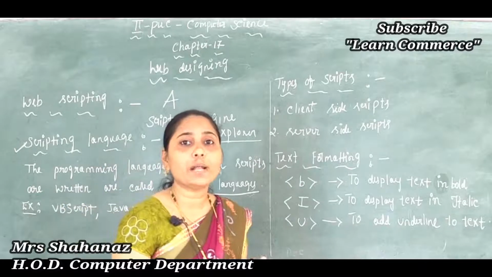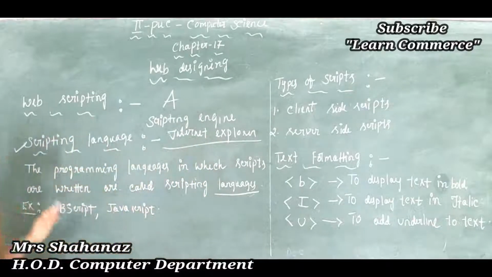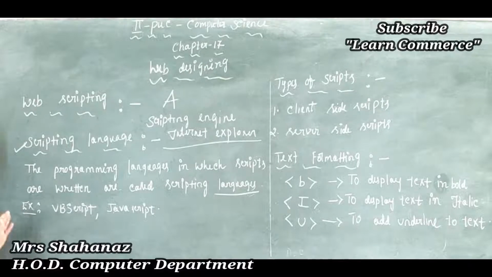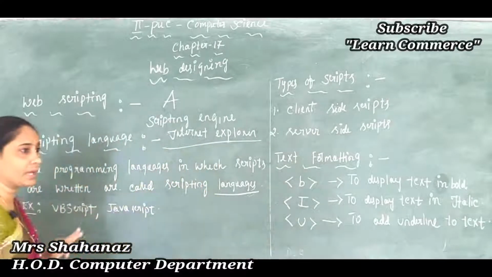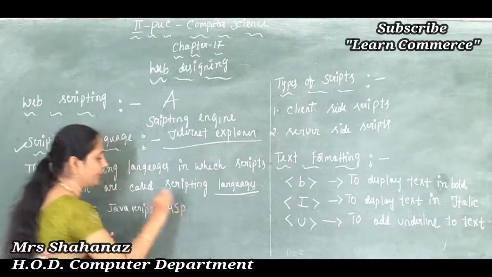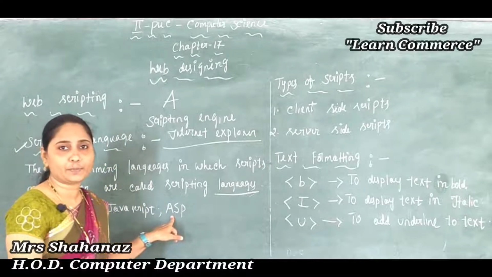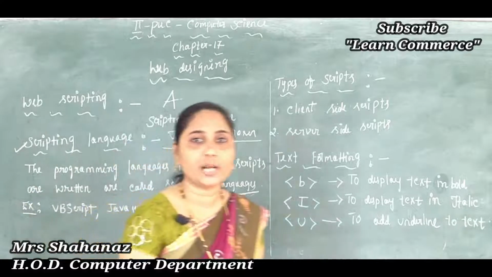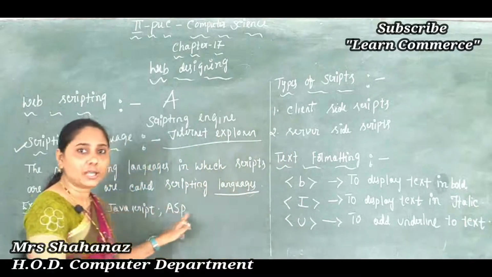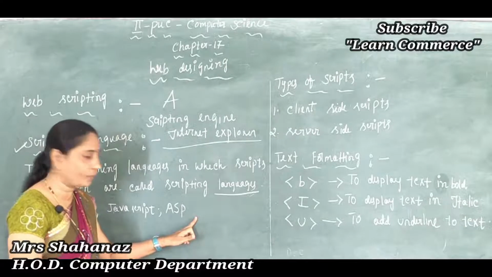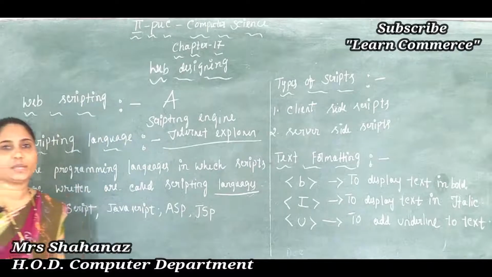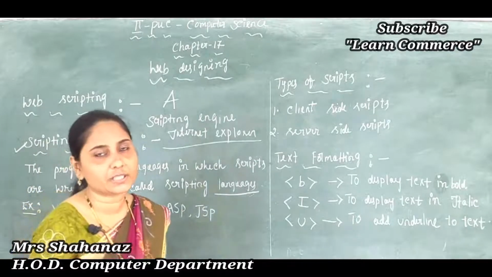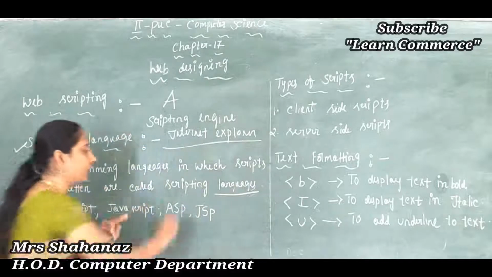There are several scripting languages available today. Some examples of scripting languages are VB script, JavaScript, and ASP. The full form of ASP is Active Server Pages. ASP, Active Server Pages, is also a scripting language, and another language is JSP. The full form of JSP is Java Server Pages. It is also an example of a scripting language.